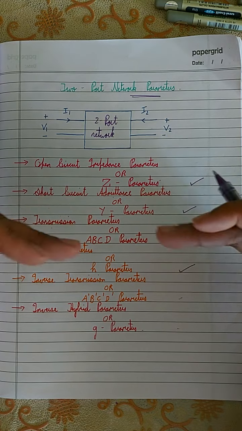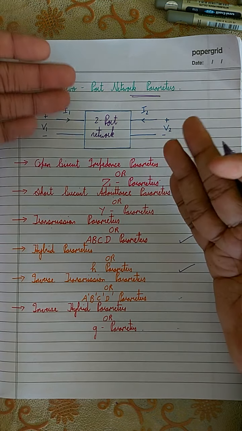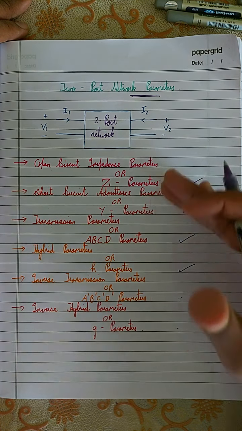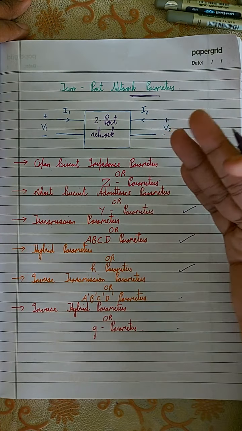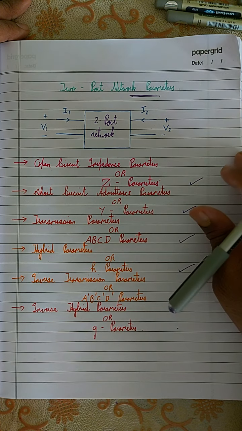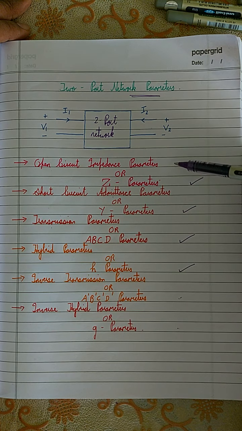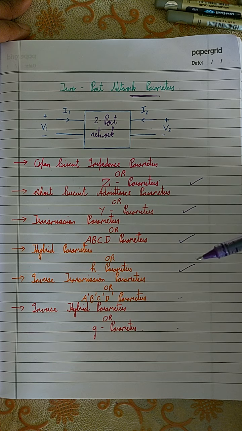These are the network functions, and you can use any one of these parameters to describe your network. So basically, a network parameter is nothing but a set of equations that is used to describe or characterize your network. That's all. Before we move forward, these are the various parameters: the open circuit impedance parameters, also called the Z parameters. Next you have the short circuit admittance parameters, also called the Y parameters.